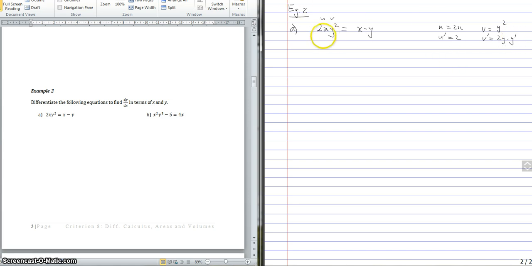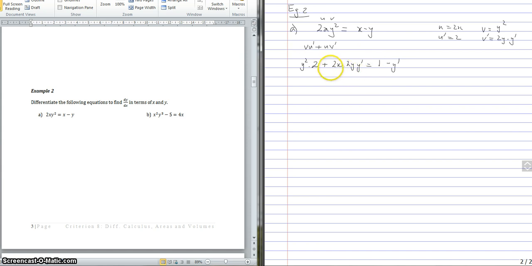Okay then, so we need to apply the product rule. You remember it is v u dash plus u v dash. And so v is y squared, so it's y squared times u dash, which is 2, plus u, which is 2x, times v dash, which is 2y times y dash. That's our left-hand side dealt with. Right-hand side then is going to be the derivative of x minus the derivative of y. So that's 1 minus y dash.